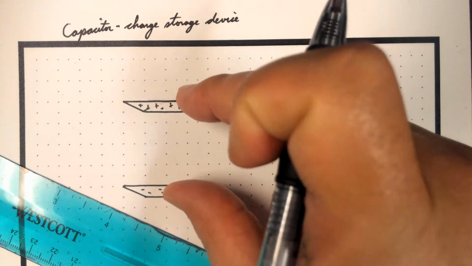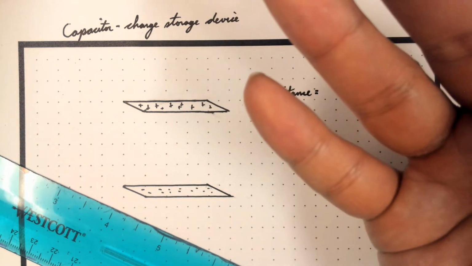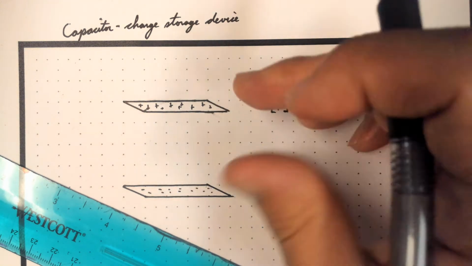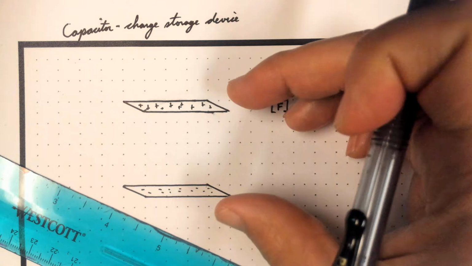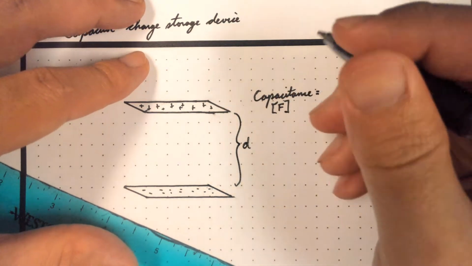One is if you made these metal plates bigger, we would be able to store more charge. It makes sense. So the surface area of these plates matters. And then the distance of separation also matters. This distance in between, D, is going to be the separation distance.